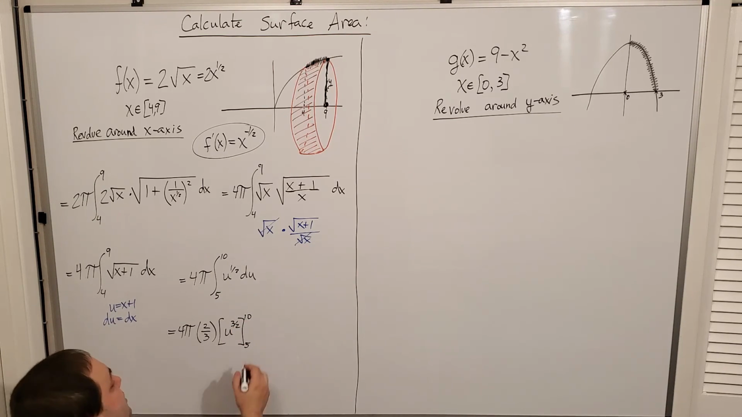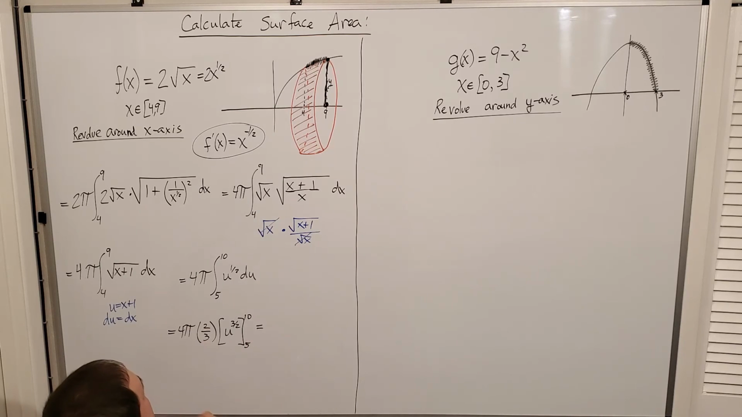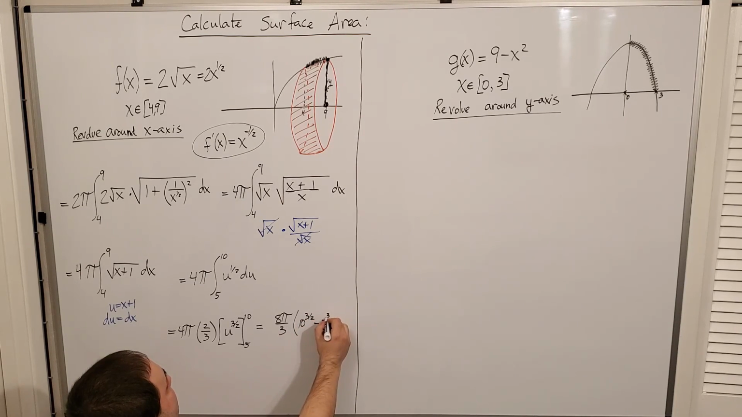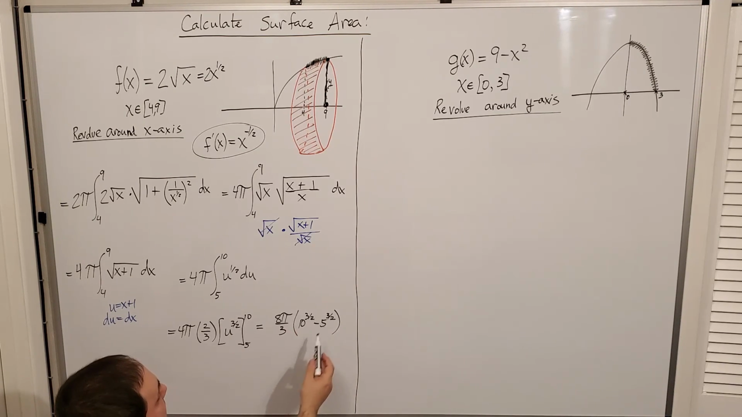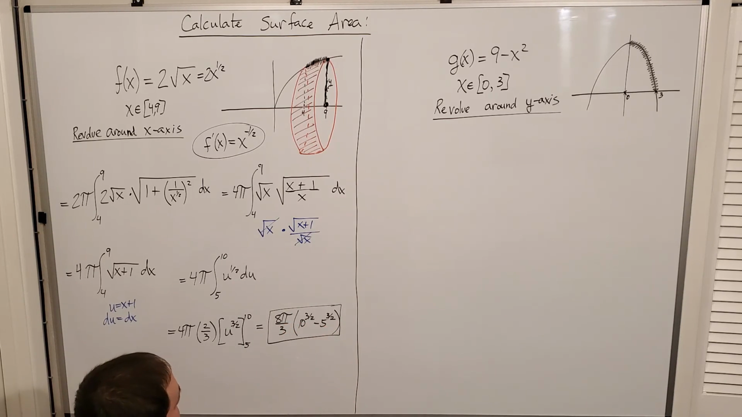And I can just finish that up. 4 pi times 2/3 is 8 pi over 3 times 10 to the 3/2 minus 5 to the 3/2. And there's nothing much else. You could maybe factor a 5 to the 3/2 out, but it's not really going to do you any good. It's really just best to leave that kind of like it is.